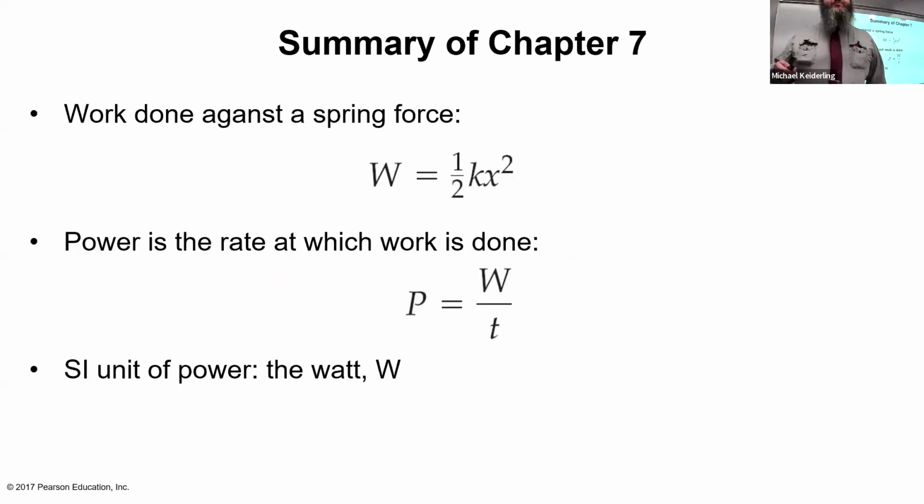Work done against a spring force is 1/2 k x squared. This is not the work done by the spring, this is the work done against the spring, the work you do to compress the spring or stretch it. It's also the energy you have stored in the spring as potential energy, but we'll get to that in the next chapter.